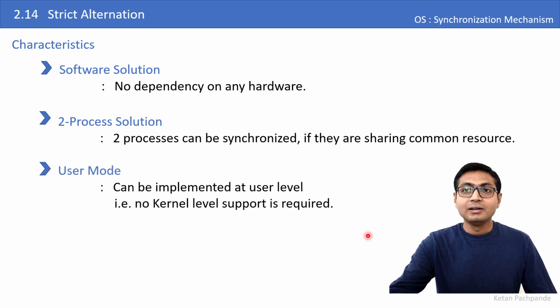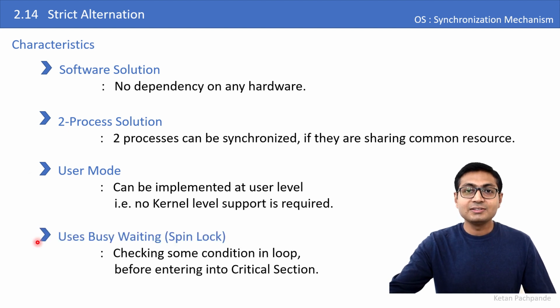The third characteristic is this mechanism can be implemented purely at the user mode. Let's say in C, C++, Java, any language you can write this program at the user level, and you do not require any kernel level support for implementation of this mechanism. And the fourth characteristic is it uses the concept of busy waiting, means we are going to write some loops in which the process will keep on checking a condition, and once the condition breaks, it will enter into the critical section.